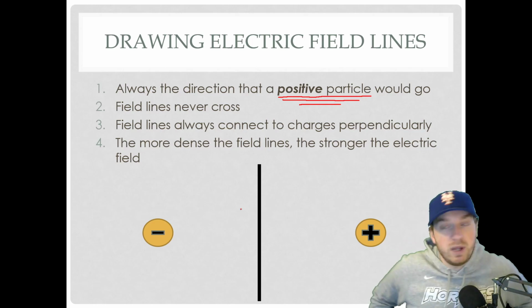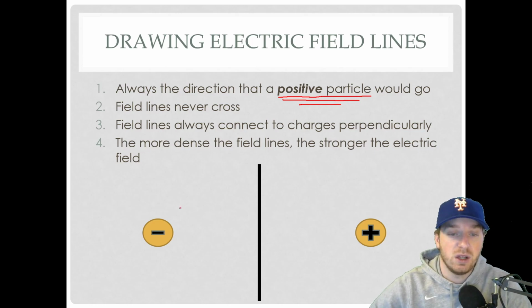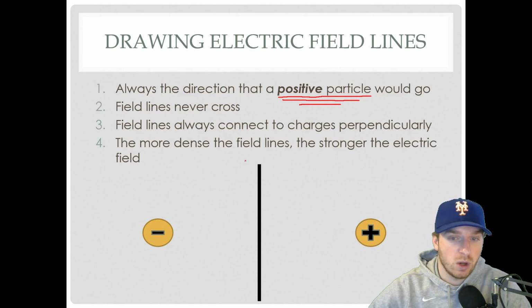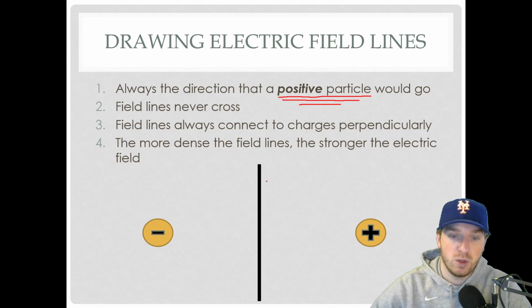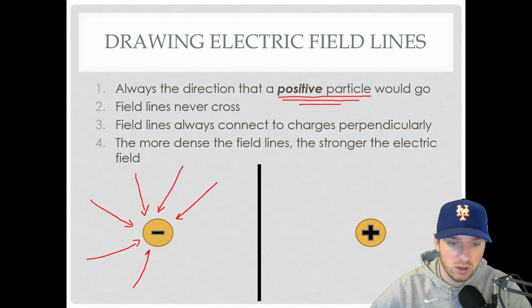Now, the easiest way for me to explain this is to just show you what it looks like firsthand. So let's take this negative charge right here. If I want to draw the electric field lines around this negative charge, I want to draw them in the direction a positive particle would go, which means when I am drawing my electric field lines, I am going to be drawing them inwards because a positive particle would want to be going inwards towards this negative charge.